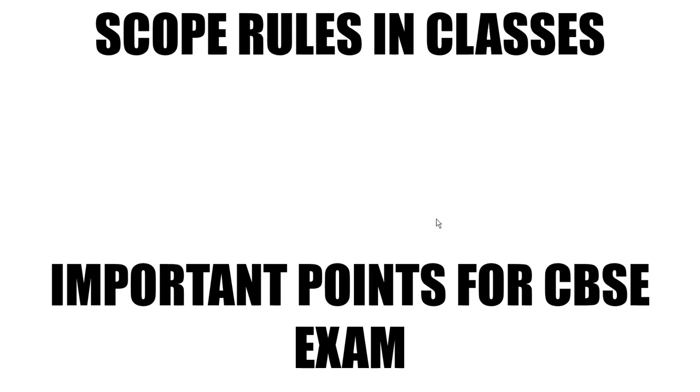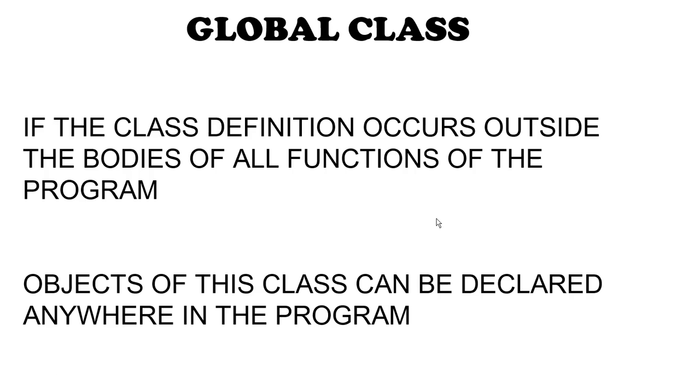So in this video we'll see scope rules in classes. Basically there are two types of scope rules. The first one is global scope rule, another one is local scope rule. In global scope rule we are defining the class outside every function. The class will be defined outside every function, even the main function. The definition occurs outside the bodies of all functions of the program.